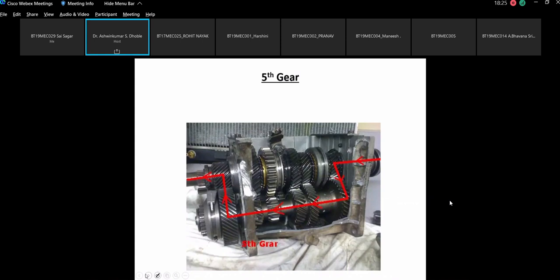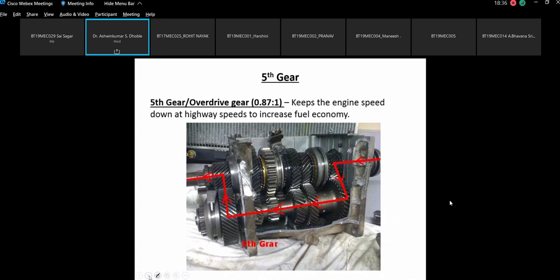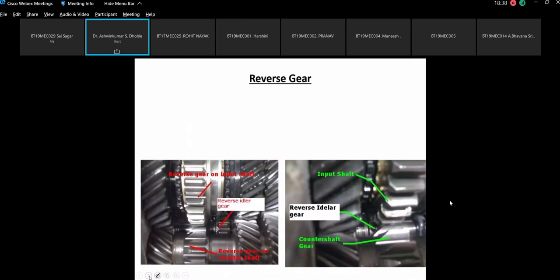And this is the fifth gear, that means the overdrive. So this was the fifth gear, which is nothing but the overdrive. Overdrive means, as I told you, the engine shaft turns at a lesser speed compared to the output shaft.